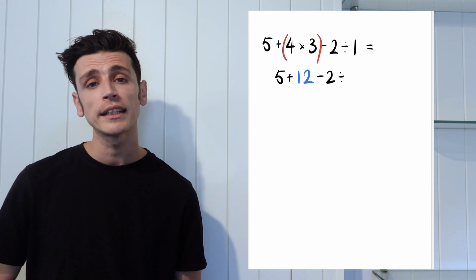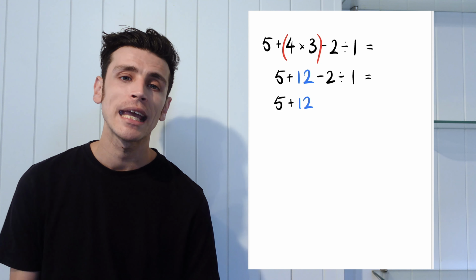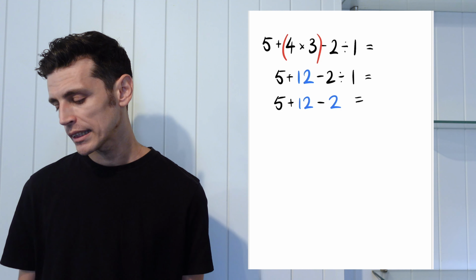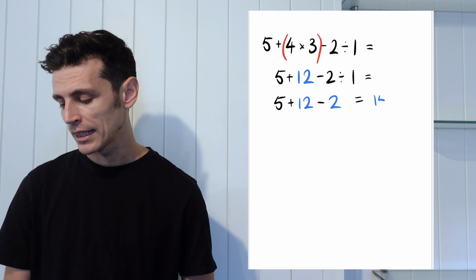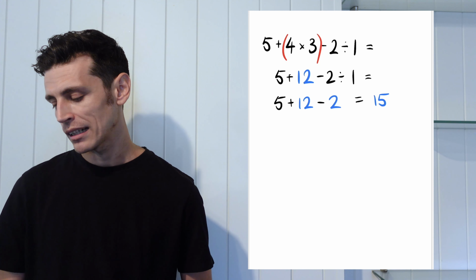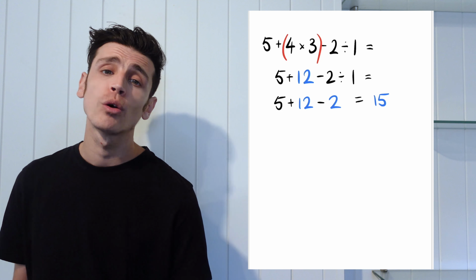4 times 3 is of course going to give me 12. And then that's going to have me with a problem that is 5 plus 12 minus 2 divided by 1. Again, division is higher in the hierarchy over plus and subtraction. So that's going to do 2 divided by 1 first, leaving me with 5 plus 12 minus 2. And that's going to give me the answer of 15. So a very different answer when I change where our brackets are. Just like when I change where the adjective is, it completely changes the meaning of the sentence. When I change my bracket, it completely changes the meaning of the problem.